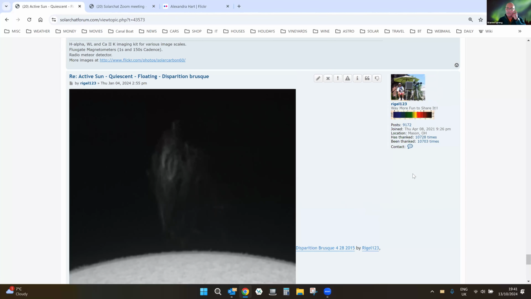I wish I had posted that. I took a full disc shot of that at the end, and that thing was still visible. The bottom of it was probably about 200,000 kilometers above the surface, and it stretched out another 300,000 kilometers out of there. I mean, it was humongous.